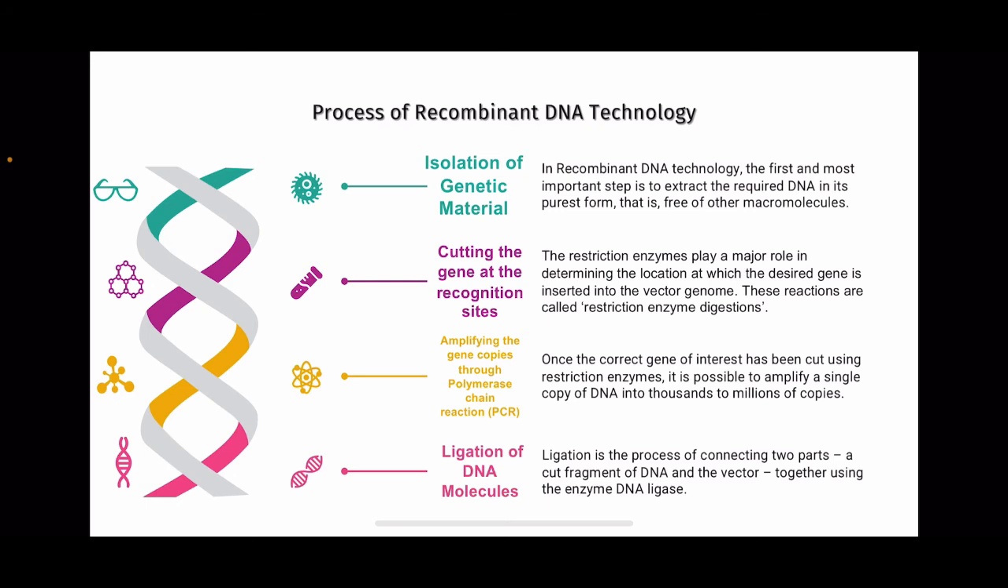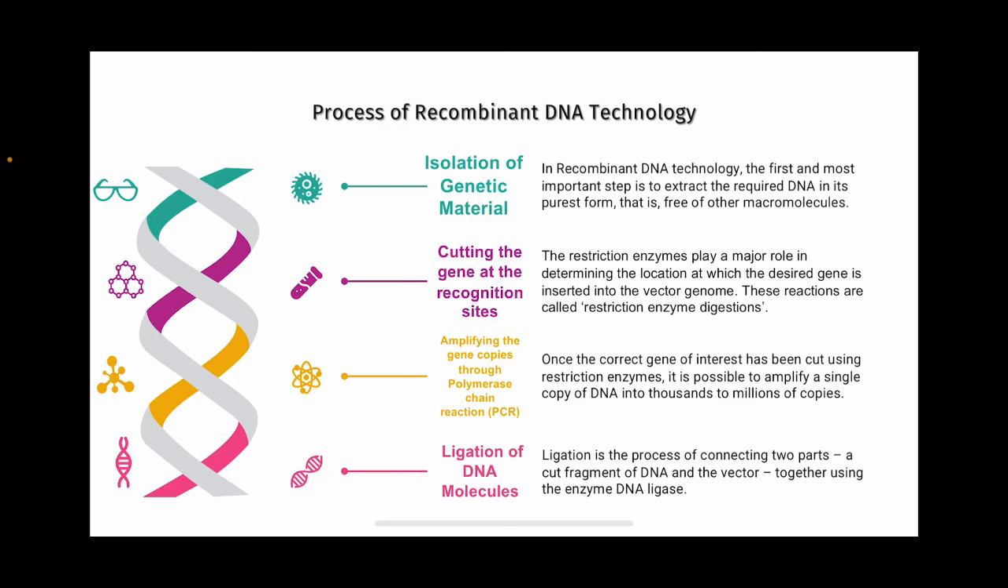Step 2 is cutting the gene at the recognition sites. The restriction enzymes play a major role in determining the location at which the desired gene is inserted into the vector genome. These reactions are called restriction enzyme digestion. Step 3 is amplifying the gene copies through polymerase chain reaction. It is a process to amplify a single copy of DNA into thousands to millions of copies once the proper gene of interest has been cut using the restriction enzyme.